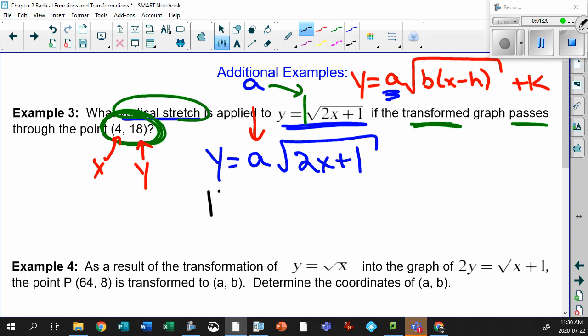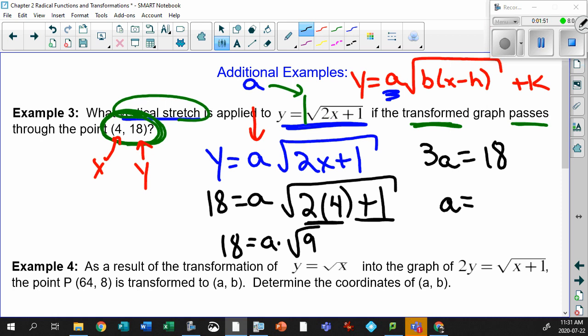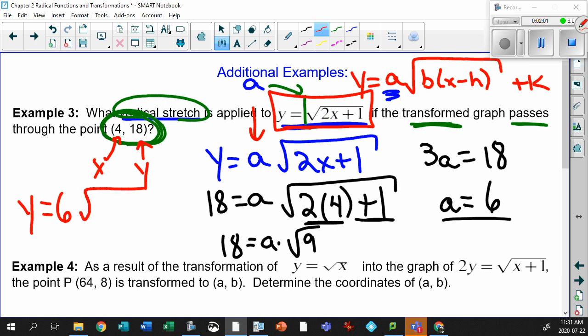So y being 18, there's that a that we're trying to figure out. Square root, there's a 2. The x, of course, is 4, plus 1. Well, 2 times 4 is easy. That's 8 plus 1 makes it 9. So this is the square root of 9 times a equals 18. Square root of 9, of course, is 3. So I got 3a equals 18. Divide both sides by 3. a works out to be 6. So this new graph, here's the old one, the new one is going to be y equals 6 square root of 2x plus 1.